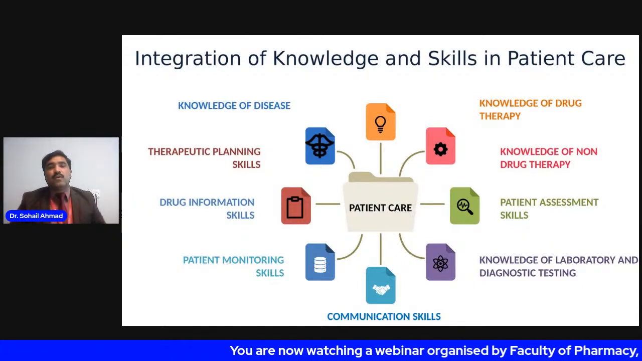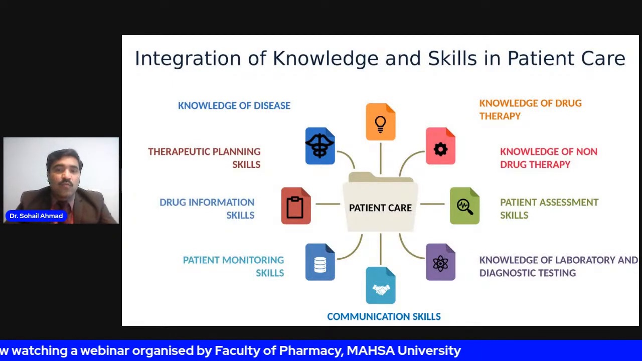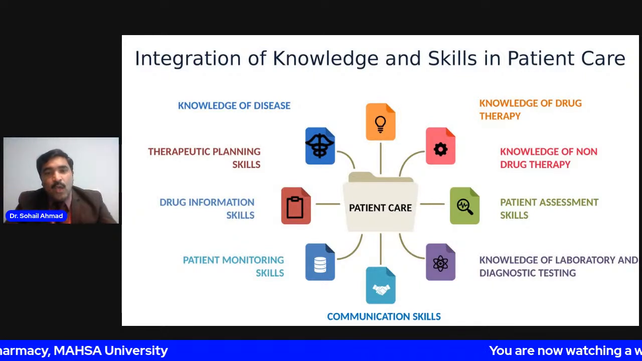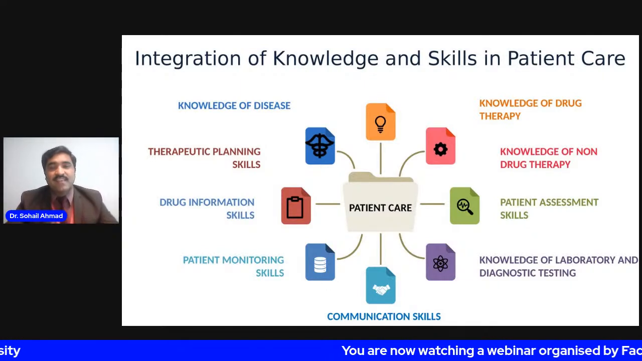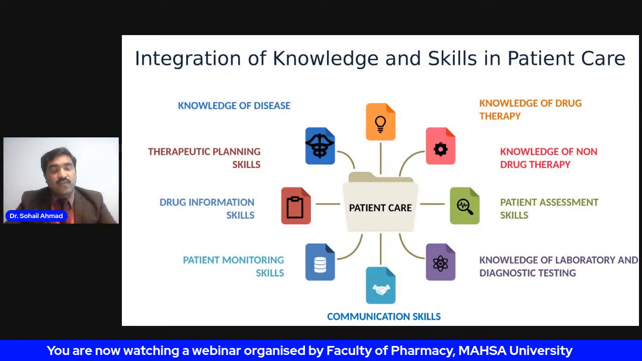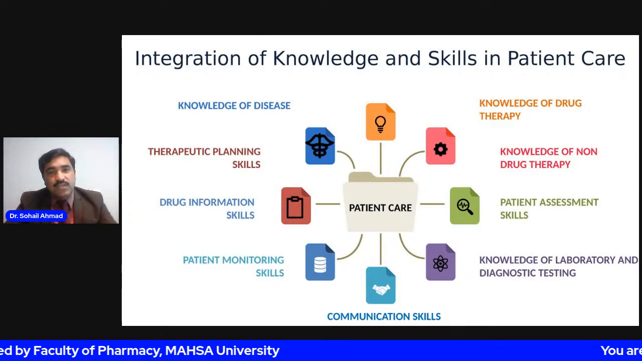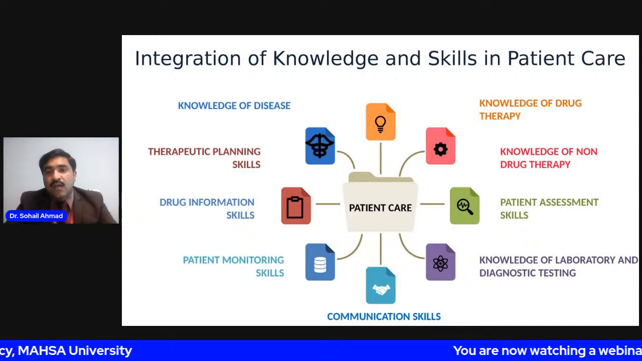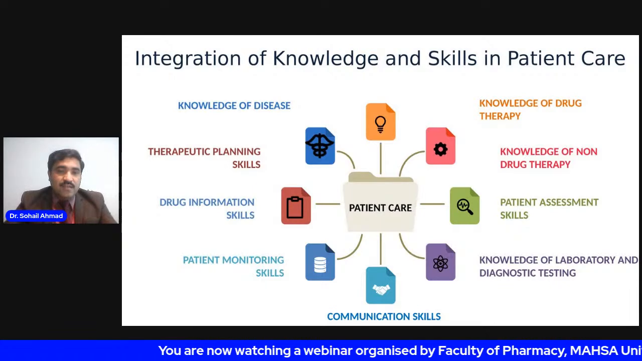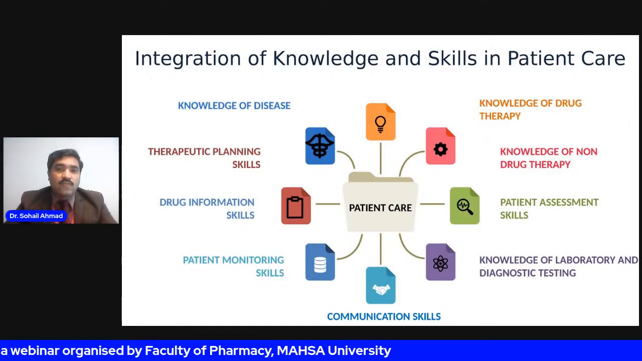Communication skills, this is one of the fundamental skills, and on the priority list it should be at number one, because pharmacists require two different types of communication skill set. One is just for healthcare providers, and the second one is specific to the patients. And then patient monitoring skills. For certain drugs, monitoring parameters are very important to decide whether the patient should continue with the medication, or we need to adjust the dose, or even change the medication accordingly. Drug information skills, therapeutic planning skills, and knowledge of the disease.